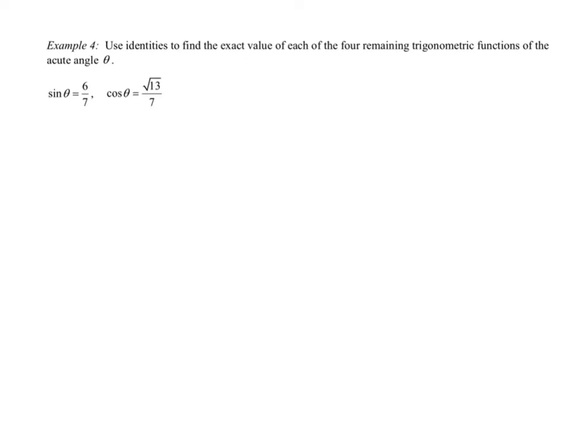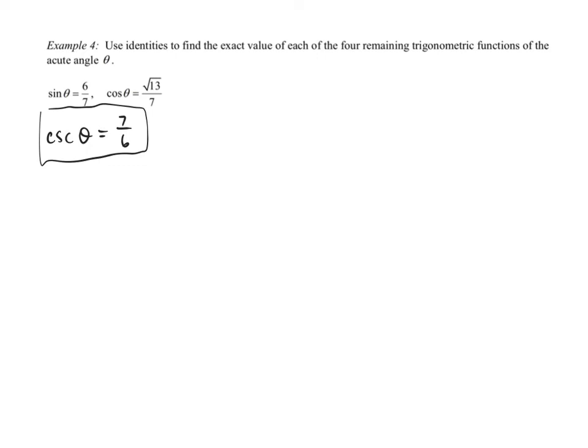Okay, so now that we have those identities, hopefully you wrote them down for your notes so that you're able to look at them. We're going to use those to find the exact value of each of the 4 remaining trig functions of the acute angle theta given 2 of the trig functions. So sine theta is 6 over 7, sorry. That means that the reciprocal function cosecant theta is going to equal the reciprocal of 6 over 7, which will be 7 over 6. So that one was pretty easy.